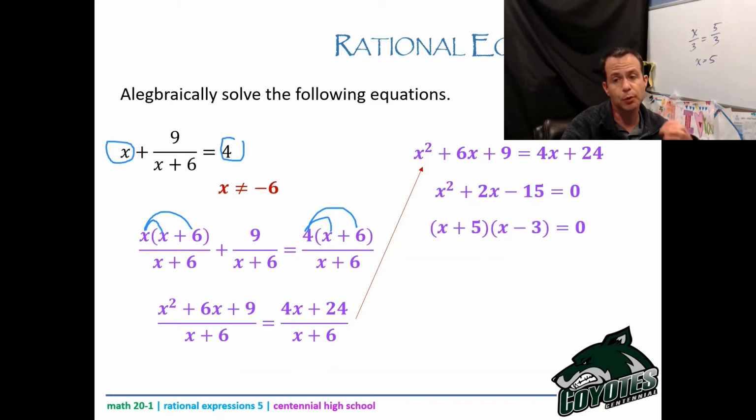x equals 3 or x equals -5. I check those against my NPVs. The only thing that wasn't allowed was x couldn't equal -6. So both of those are good. There are two solutions to this one, -5 and 3.